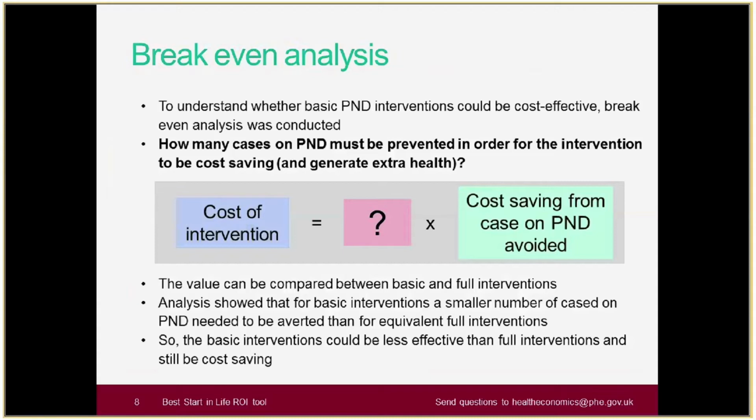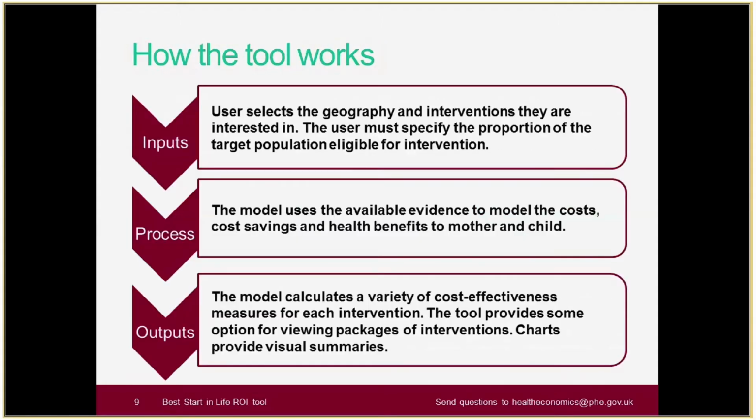So the analysis showed that the basic interventions tended to have a much smaller number of cases that needed to be avoided than the full interventions. So what does that tell us? That tells us that those interventions would need to be less effective in order to be cost saving. While that's not a conclusive indication that they may have been cost saving, it does indicate that they were severely affected by the time scale that we could cover in our analysis, and there's good reason to believe that they possibly are cost saving if wider implications could have been captured in the analysis.